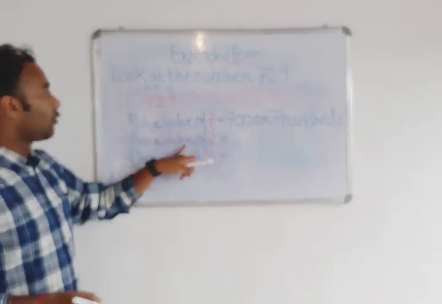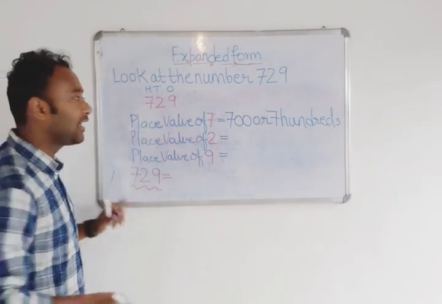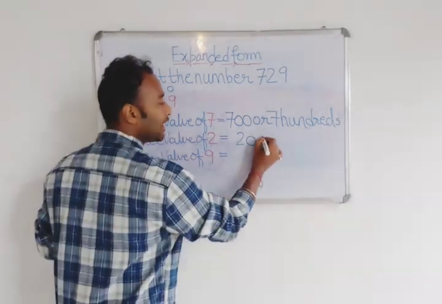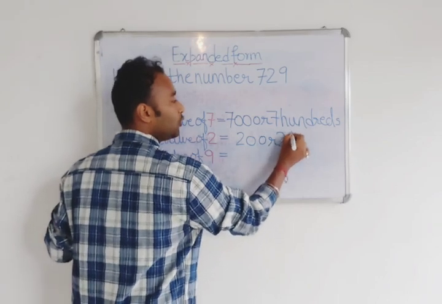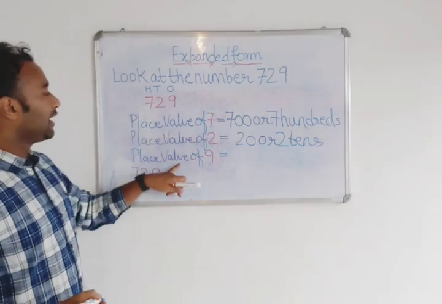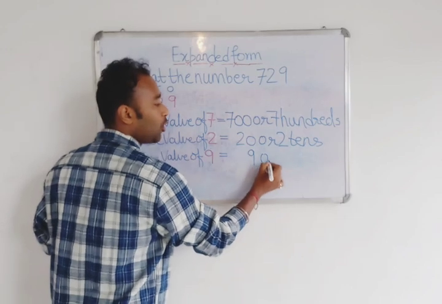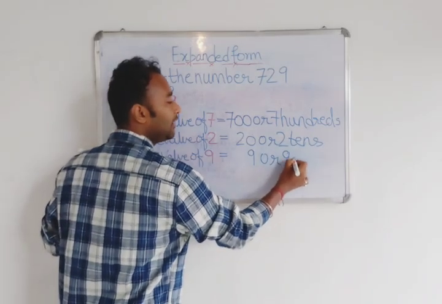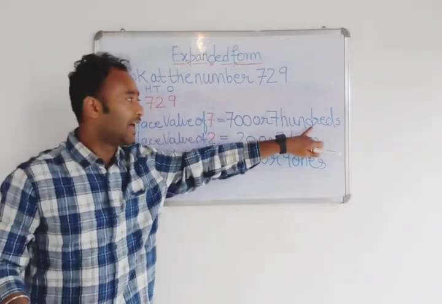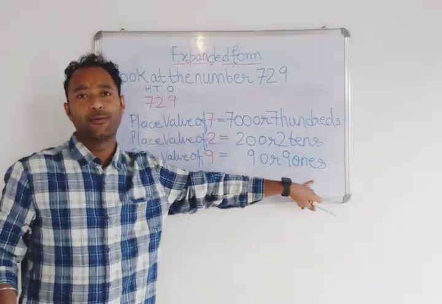Now if I ask you what is the place value of the 2, or how many tens are there? You will say there are 2 tens. Understood, students? Very good. Now what is the place value of 9? 9 is 9 ones. So 7 is in the hundreds position, 2 is in the tens position and 9 is in the ones position.